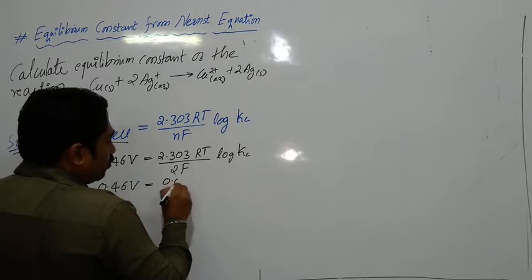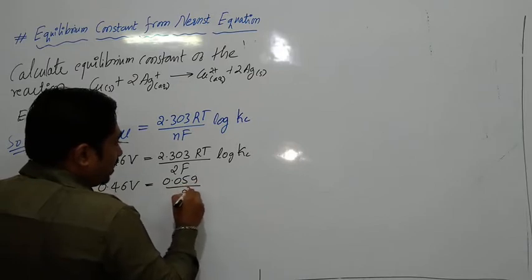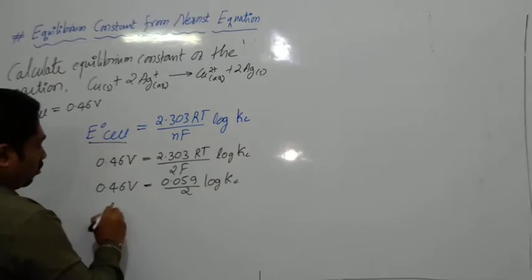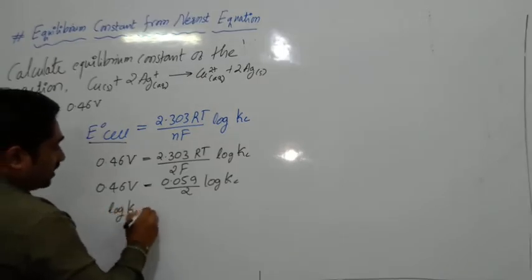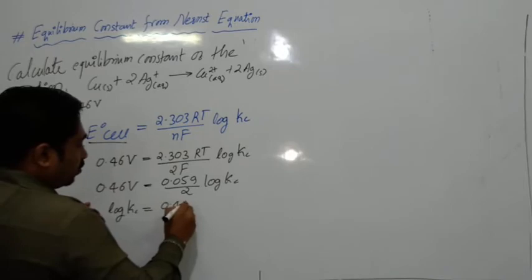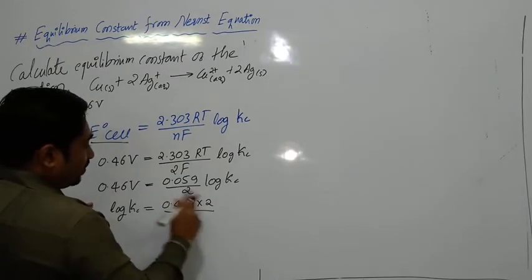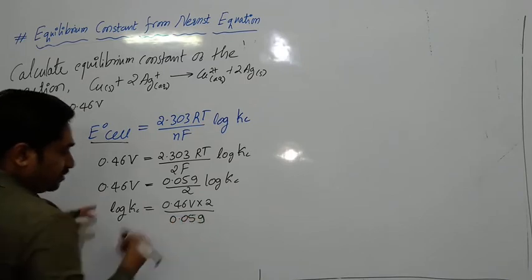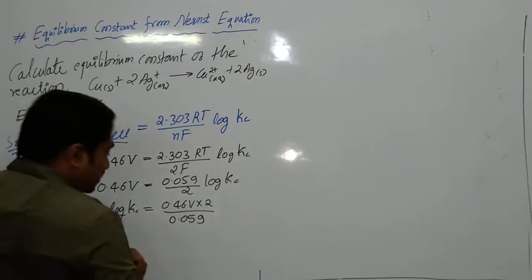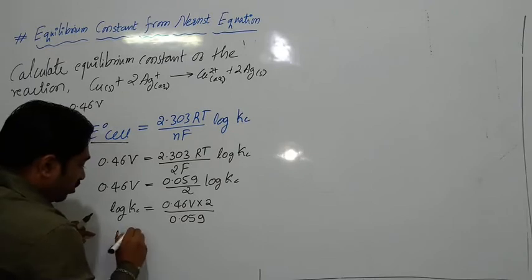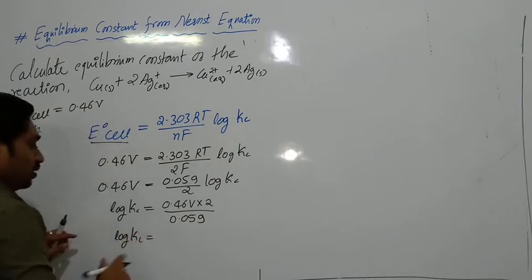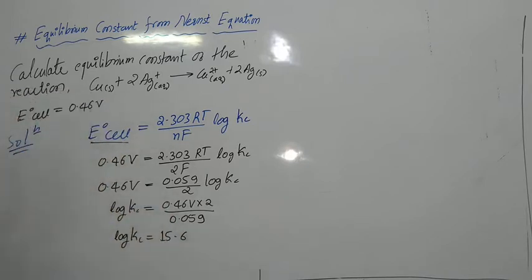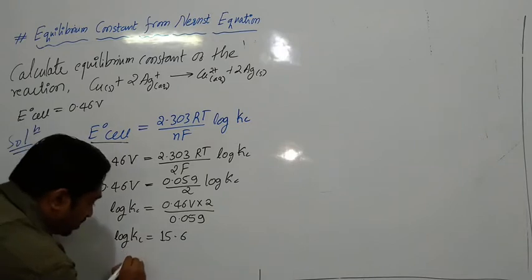It is the same as that of the Daniel cell because n is equal to 2. Now we'll write 0.46 volt equals 0.059 divided by 2 log of Kc. Now we want log of Kc. The value of log of Kc is equal to 0.46 volt into 2 divided by 0.059. Now this value is found to be log of Kc equals 15.6. Now we have to calculate the value of Kc.